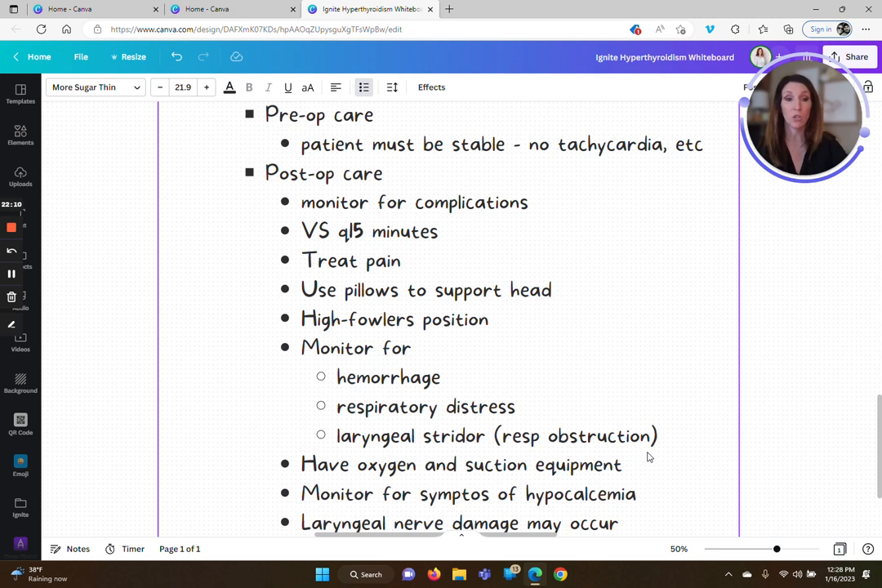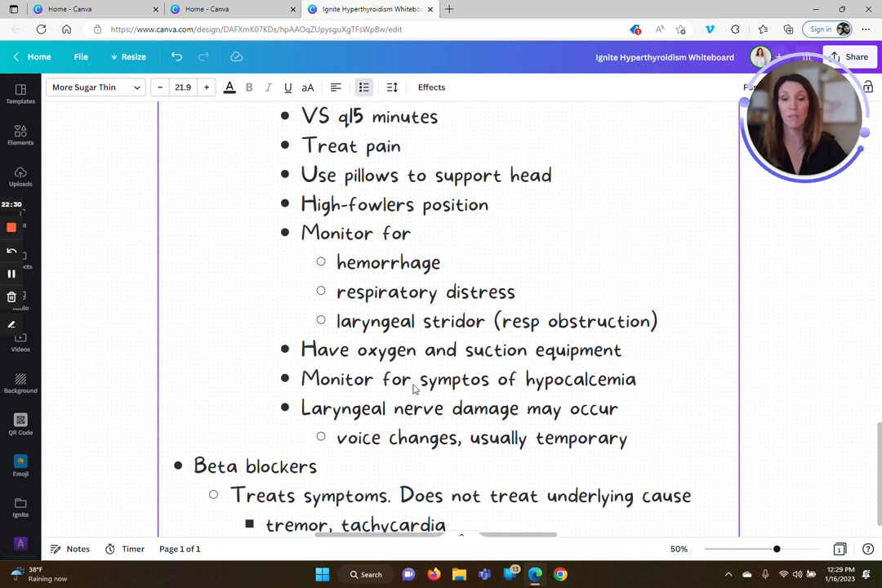And if you don't know what stridor is, it's kind of like this sound that is made on inspiration. So if you ever had a kid with croup, they have stridor. So we're watching for something like that in the patient post-op for hyperthyroidism. We should have oxygen and suction equipment readily available in case we do run into trouble. We really just don't have to mess with setting up a bunch of stuff.